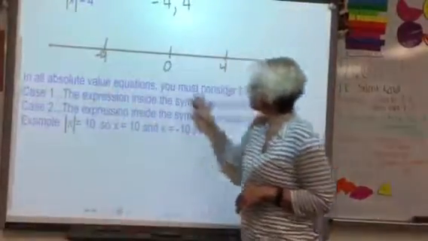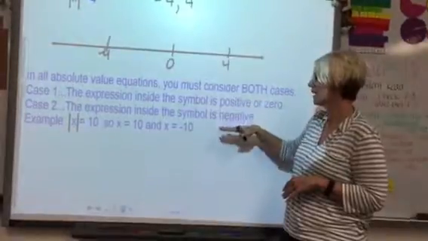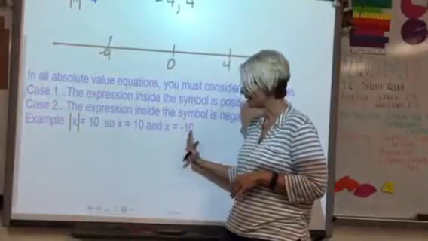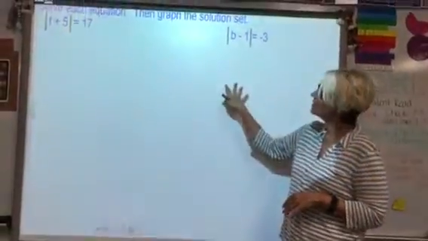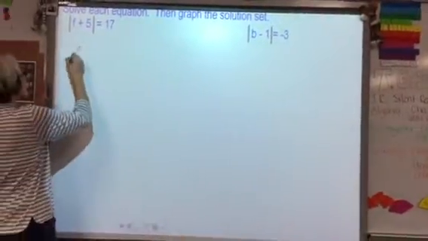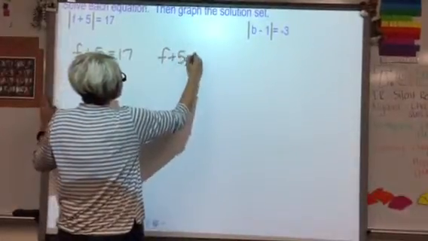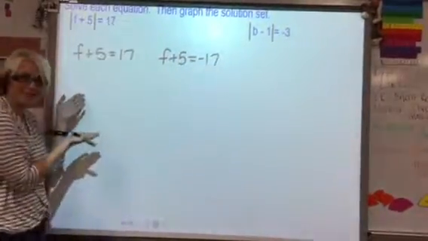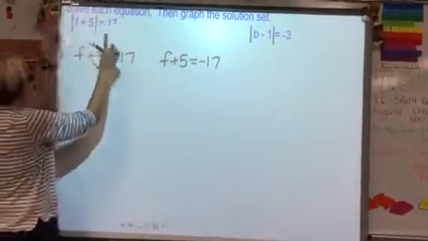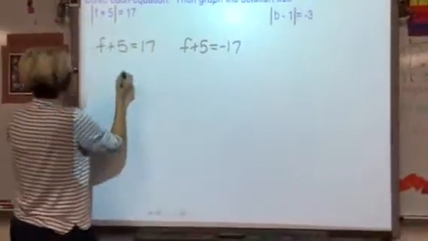So in all absolute value equations, you have to consider both cases. The expression is positive and the expression is negative. So the absolute value of 10 would be 10 and -10. So in this situation, I'm going to solve 2 cases. When f plus 5 is equal to positive 17 and when f plus 5 is equal to -17. Do you see what I just did? I took this equality statement, and because I see absolute value signs, I have to have a positive result and a negative result. Now we solve.